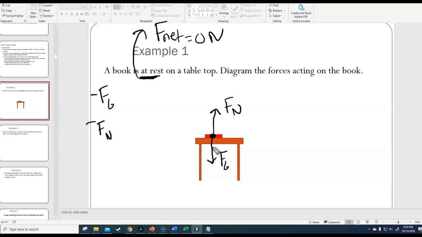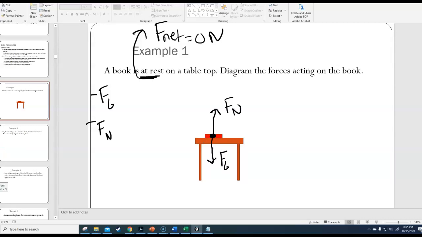In order for there to be a net force of 0, these two forces have to cancel each other out. When I'm looking at your FBDs, I'm looking at number 1, did they draw it correctly? Number 2, did they label it correctly? And number 3, are the lengths of the arrows correct? Because if you are drawing this FBD on a test or a quiz and the top arrow is longer or shorter than the bottom arrow, I'm taking points off. They must be the same length for this example because the object is at rest and therefore the net force is 0.